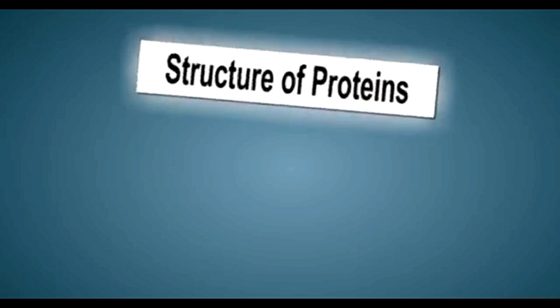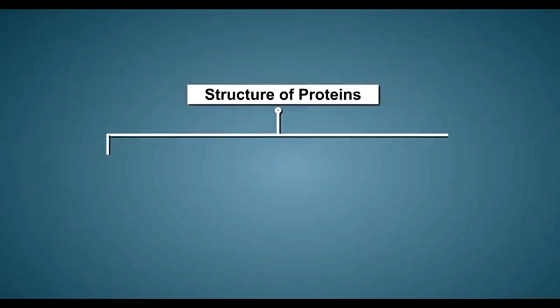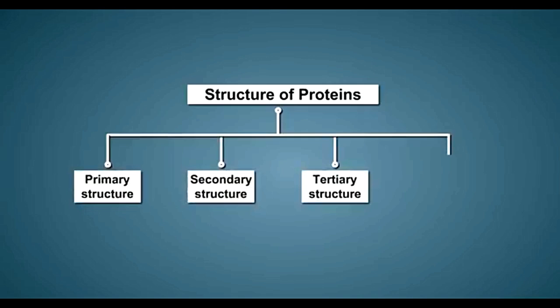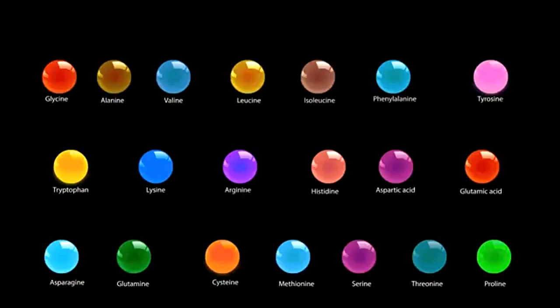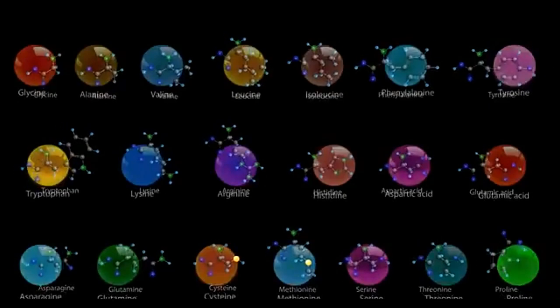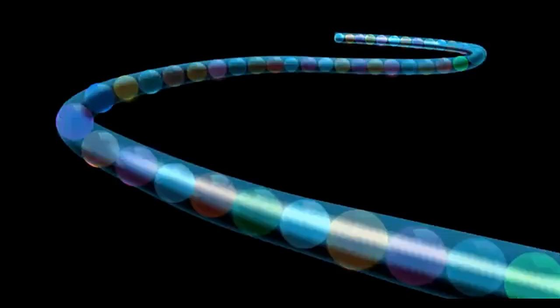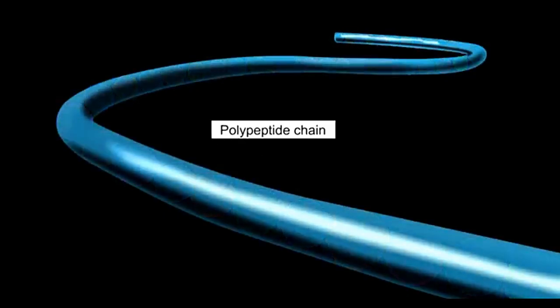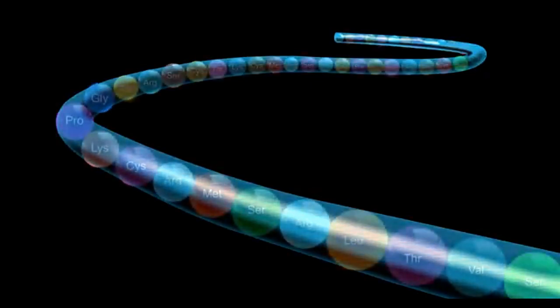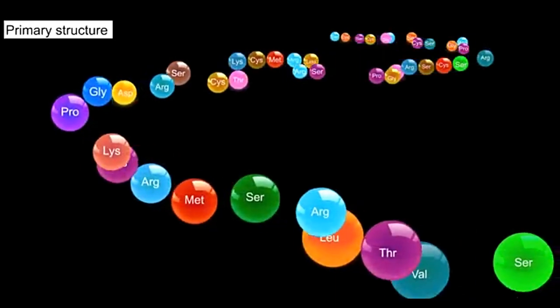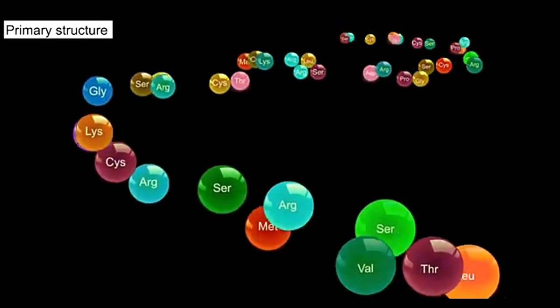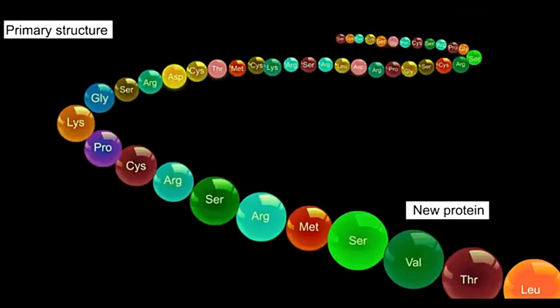We can study the structure of proteins in 4 different levels, that is primary, secondary, tertiary and quaternary structure of proteins. As we already know, a protein is made of a large number of amino acids. Although there are only 20 amino acids, these amino acids link together in different sequences, giving rise to different polypeptide chains. The sequence of amino acids in a polypeptide chain of a protein is called its primary structure. If the sequence of these amino acids is changed, a new protein gets formed.